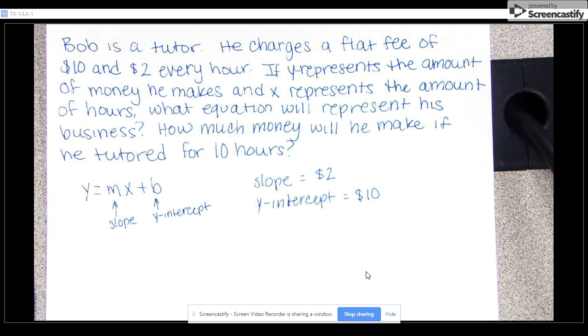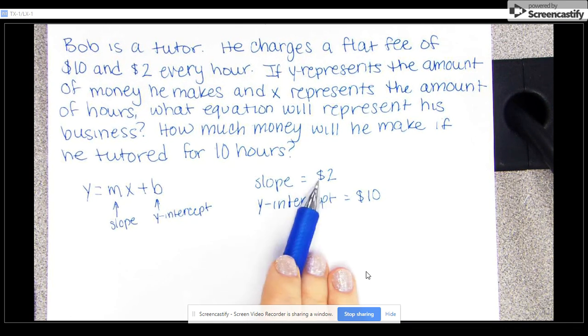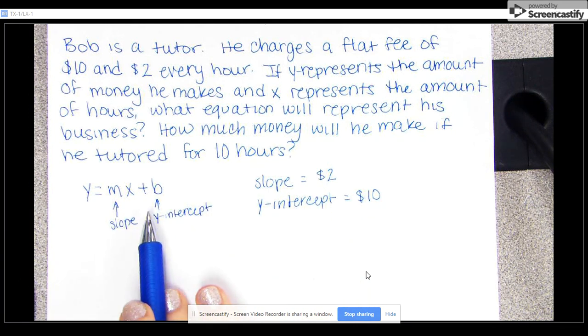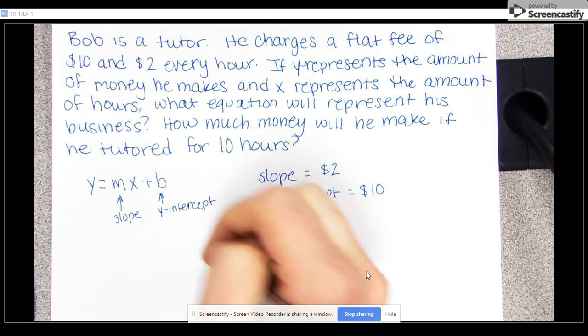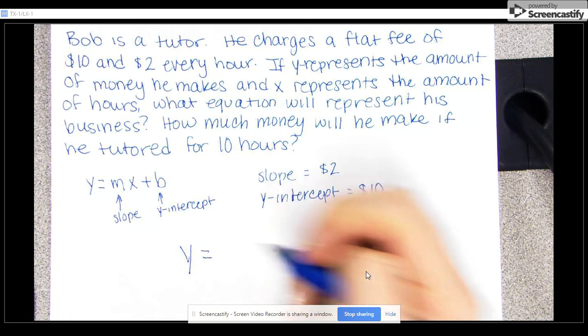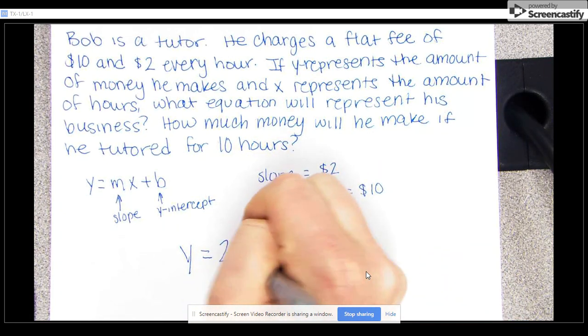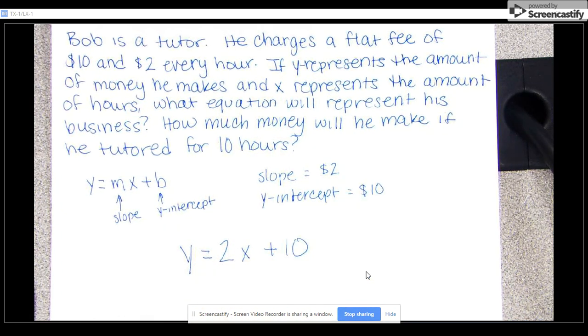My next step is step 3. And to do step 3, I'm going to plug in what I have into my slope-intercept equation. So my equation is going to be y equals 2x plus 10. I replace the m with the 2, since I know that's my slope, and the b with the 10, because that is the y-intercept. So I now have my equation for my problem.